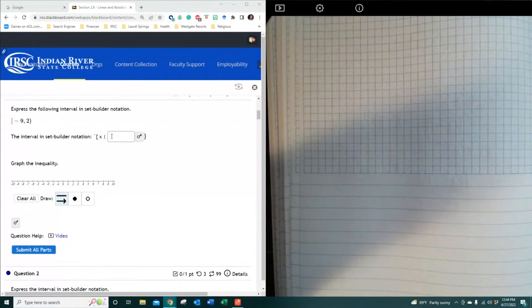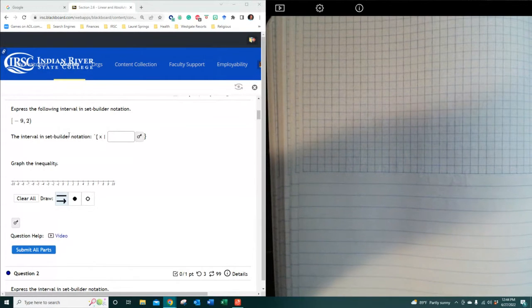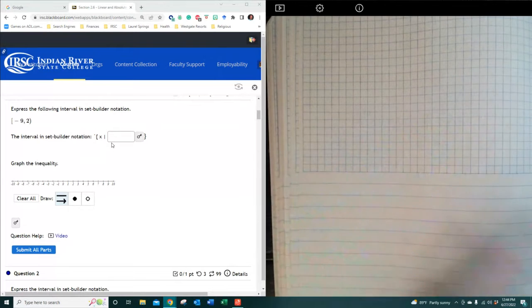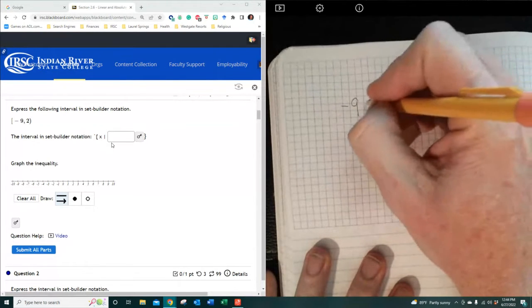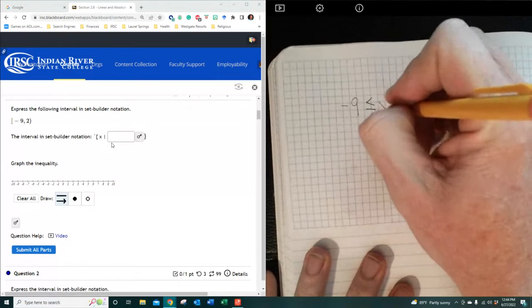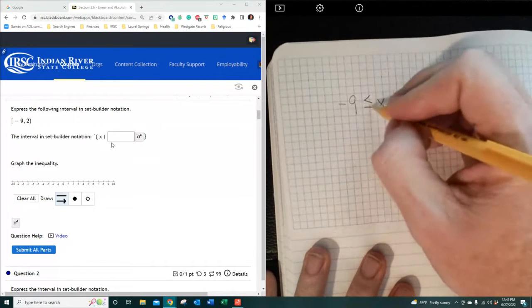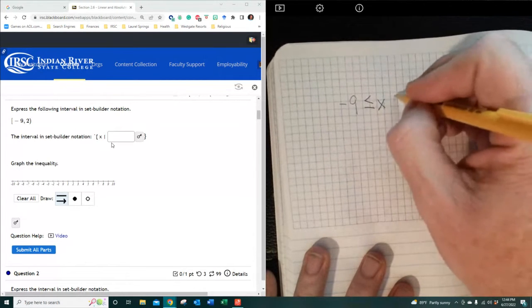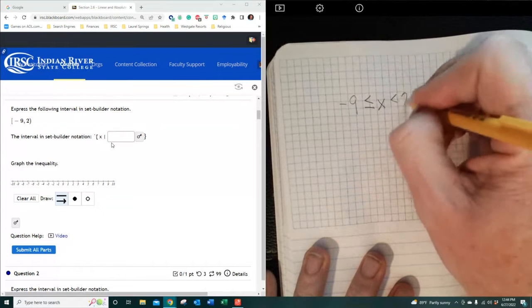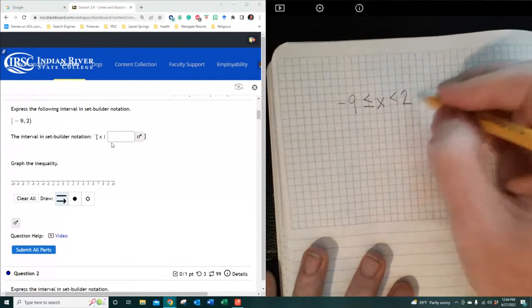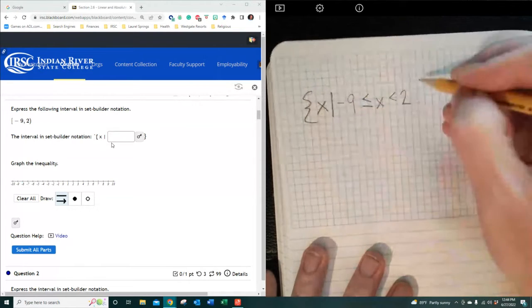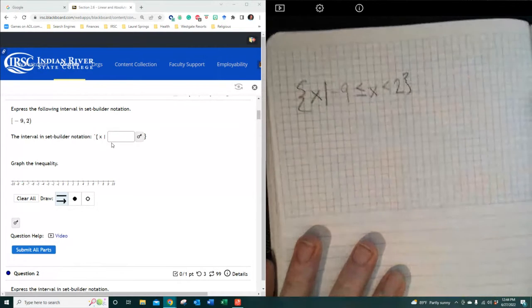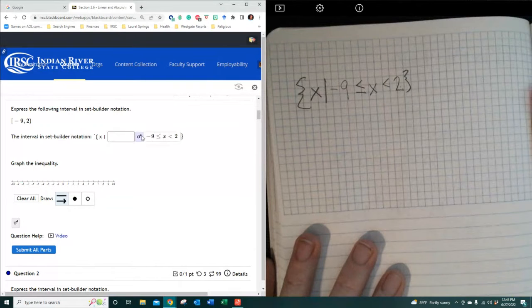So now for the set-builder notation, the way you do that is you express it like this. It's inclusive, so you're going to put -9 is less than or equal to x, but then it's less than 2. So it's not inclusive to 2. So this is what we're looking for in set-builder notation and how we're going to write that in there. Okay, so that's the answer we're looking for there.